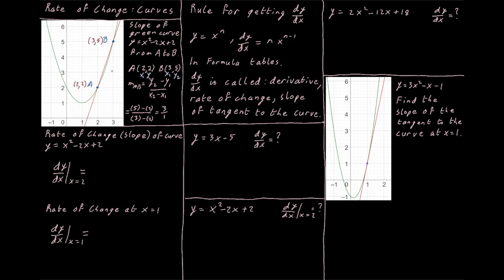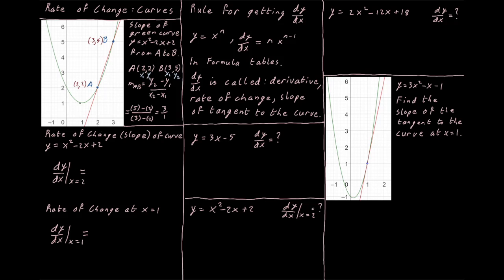Hello. Now we are going to look at the idea of rate of change when we have curves. So other than straight lines, what does the rate of change look like? Well, we know the rate of change means the slope. For a straight line, the slope is always the same, so the rate of change is always the same. But what defines a curve is that its slope is going to be different at different parts of the curve.